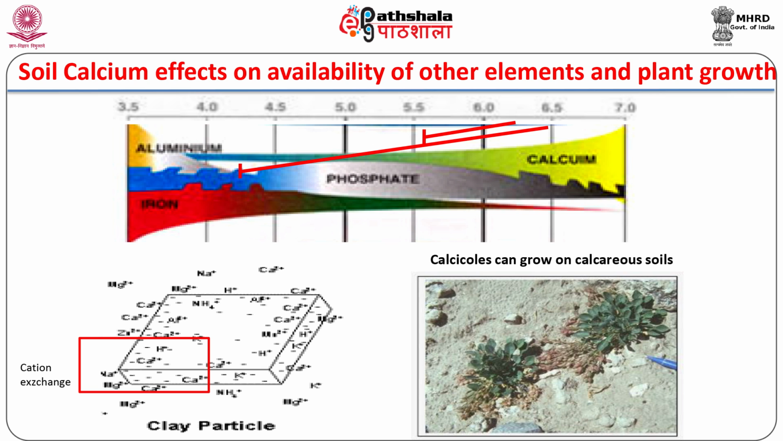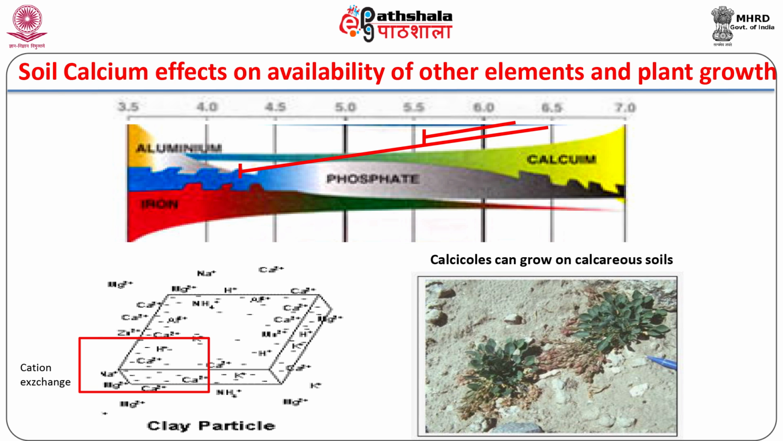Calcifuges, on the other hand, are plants that show sensitivity to the high calcium levels found in calcareous soils due to their inability to solubilize iron and phosphate. Calcium mainly enters roots through the apoplast. Influx of calcium into cells occurs through calcium channels. Cytosolic calcium is maintained at submicromolar concentrations.